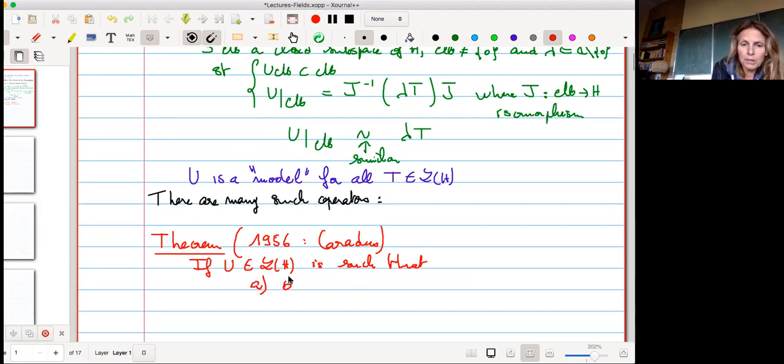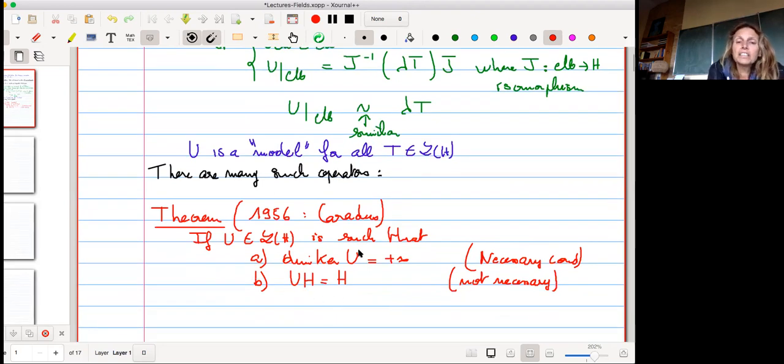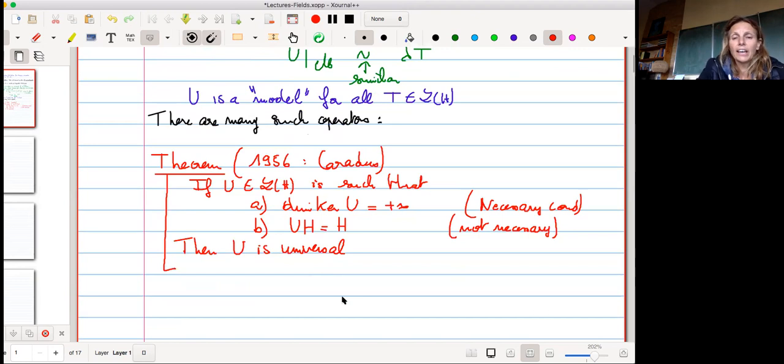namely the dimension of the kernel of U is infinite, and this is in fact a necessary condition. And provided that U is surjective, this is not necessary. So we can find other criteria, but at least with this criteria, the proof is easy. So provided you have those two hypotheses, then U is universal. So it's quite surprising that these hypotheses are not so difficult to satisfy. And then you get a model for all the linear and bounded operators on a Hilbert space, which is complex and separable.